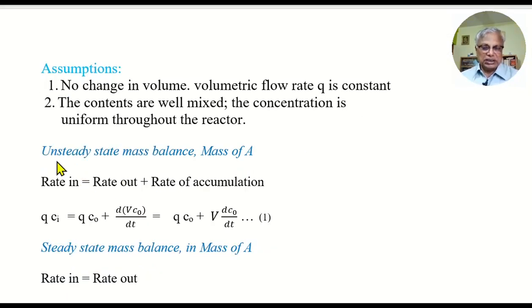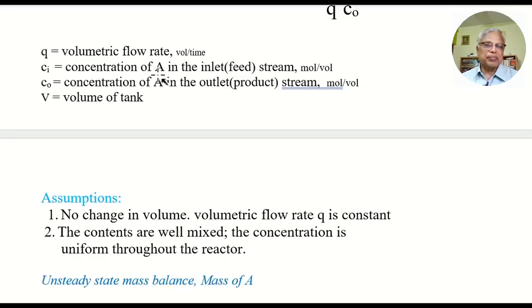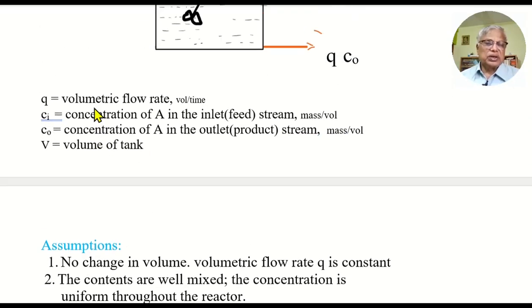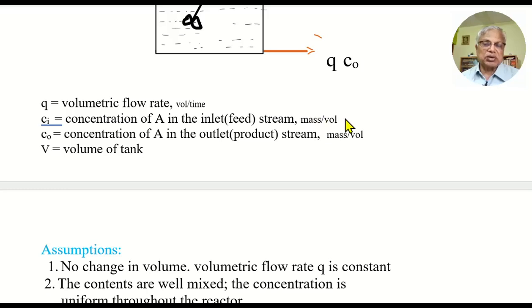Well, write the unsteady state mass balance in terms of mass of A. This is the mass balance at unsteady state, the dynamic state, when the variables are changing. The rate of mass in is the volumetric flow rate times the concentration. We define these concentrations, Ci and C0, in terms of mass per volume, something like kg per meter cube, kg per liter or gram per liter.